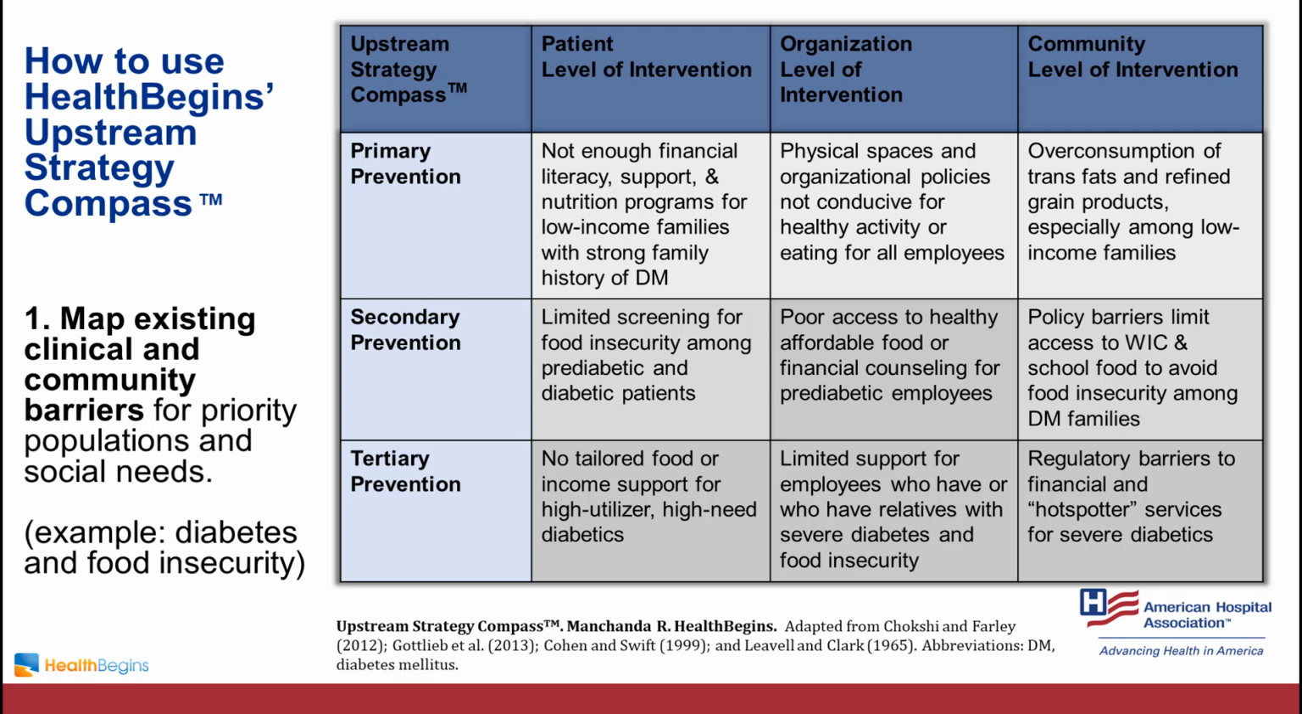And what the Strategy Compass really does is to bring together levels of prevention and levels of intervention literally on the same page, so that when we as physicians and stakeholders in the hospital start thinking about the available opportunities and also the barriers that exist for our priority population of diabetics, and when we think about the health-related social needs, specifically in this case food insecurity for those diabetics, we can start thinking about what already exists in the community, oftentimes outside the walls of just our hospitals. So in this case, the first step in using the Upstream Strategy Compass is to map existing barriers, and to map them together in this 3x3, the Upstream Strategy Compass.